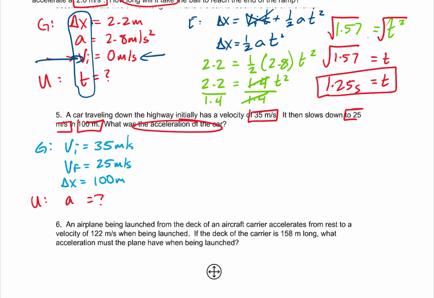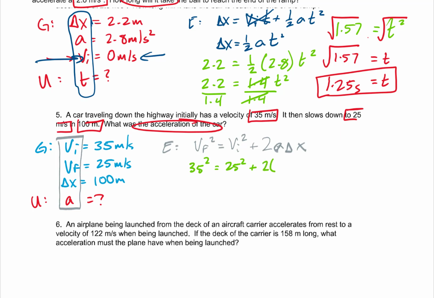Again, looking at all of this, I want the equation that has all those things in it. So my equation is going to be v final squared is equal to v initial squared plus 2a delta x. So, next thing to do is plug in all of our numbers. V final is 35 squared is equal to 25 squared plus 2 times the acceleration that we don't know times delta x of 100 meters.